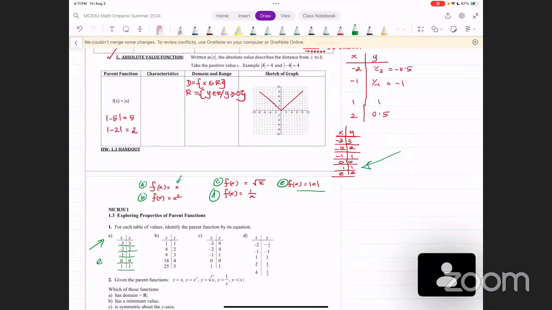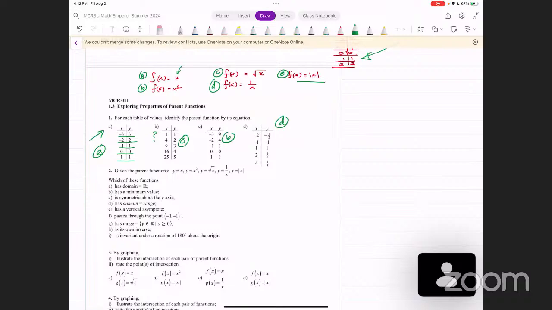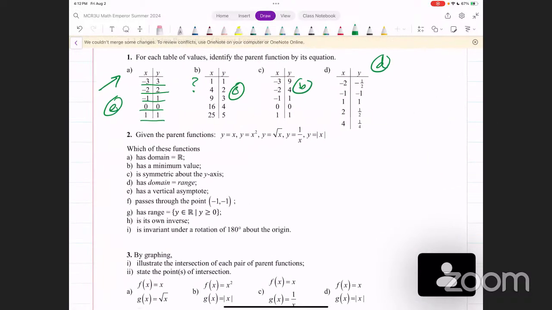Okay, which one do you think matches B? C. C, that's right, yes. Okay, which one do you think matches C? B. That's right. Which one do you think matches D? D. Okay.